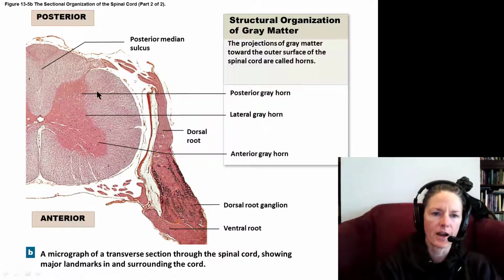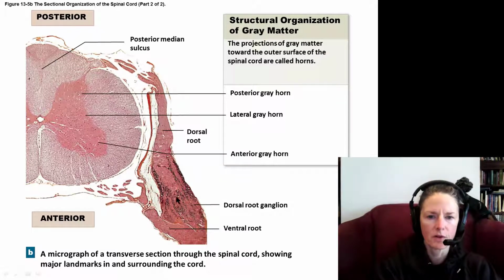And we can look at the other side. We can see similar things. Here we have posterior gray horn. There's a bit of a lateral gray horn here, an anterior gray horn, and these dark flecks are the neuron cell bodies. And once again, you can see the ventral root, the dorsal root, and the dorsal root ganglion here.